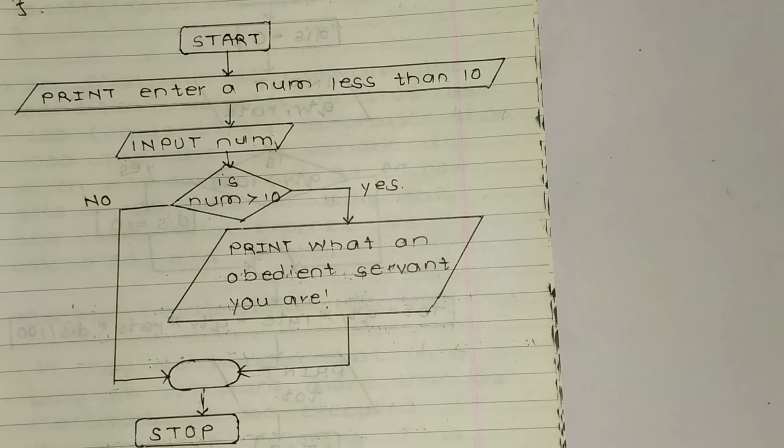That means you have entered a correct number. So that is what we are printing. And if no, then we are stopping this program. So this was the flowchart of demonstration of if statement.